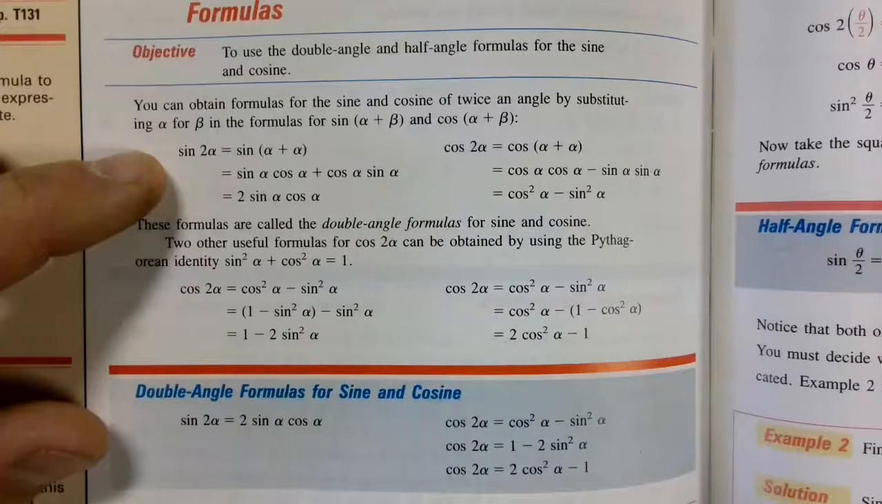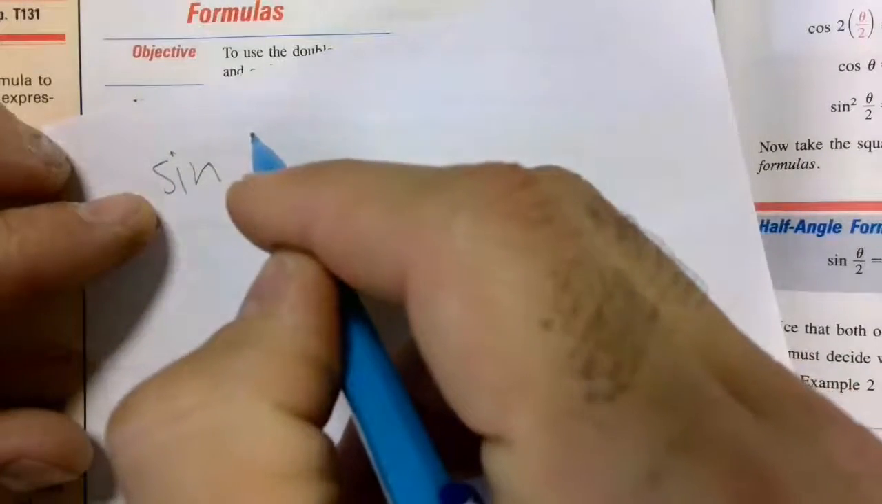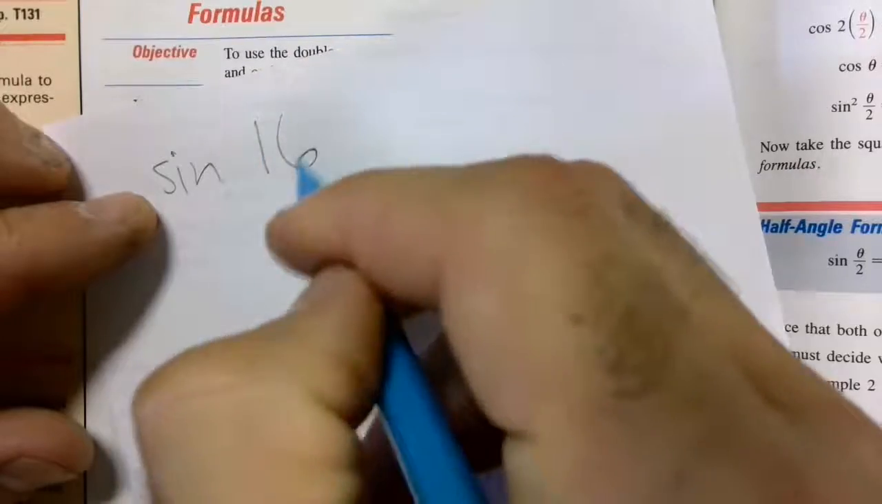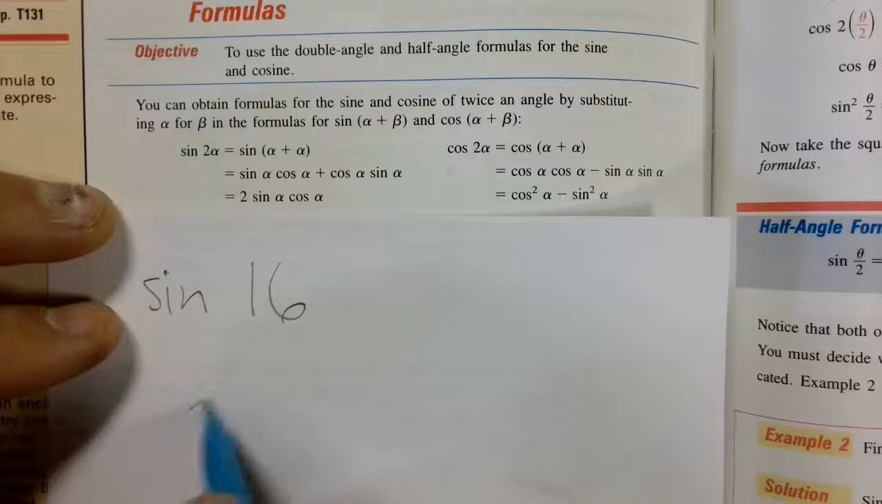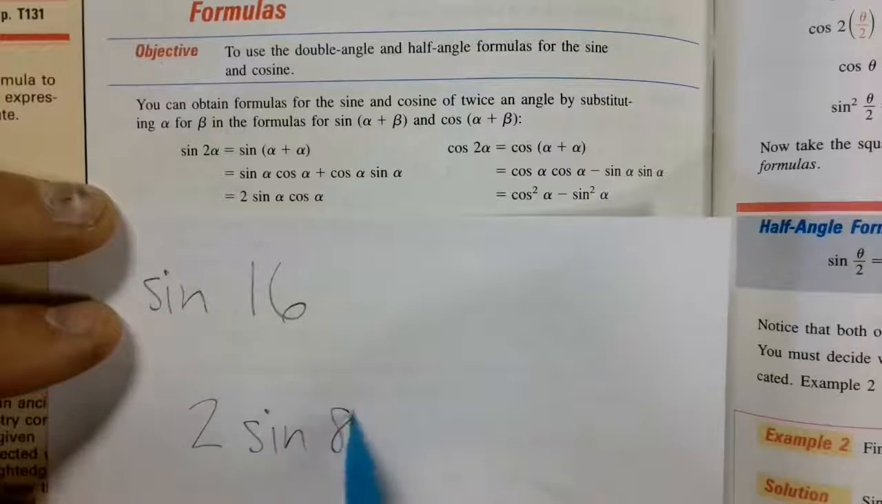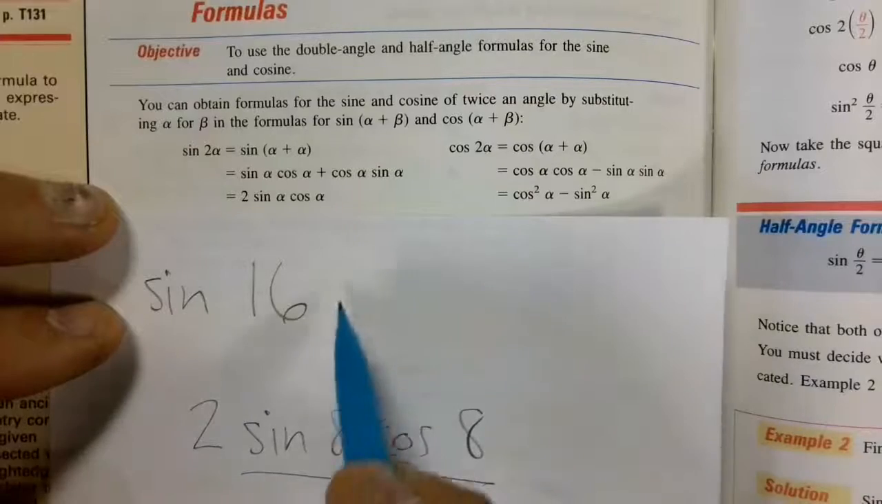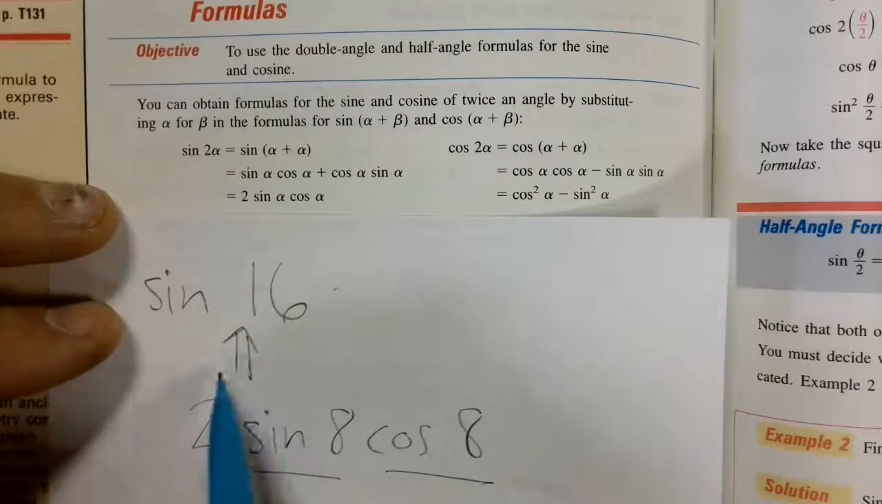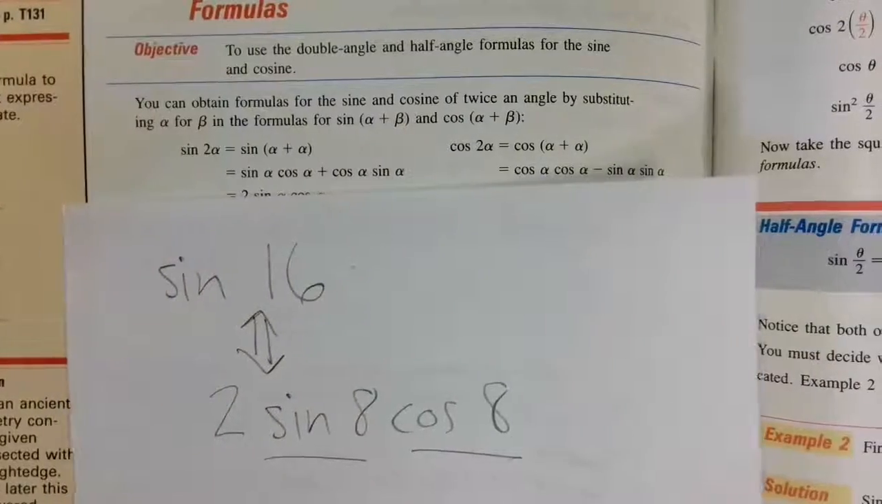Let me show you. If we have the sine of, I'm just making stuff up, 16, but you don't know what the sine of 16 is. Well, if you do 2 times the sine of 8 times the cosine of 8, because you know what those are, these will be equal. So we're going to figure out how and why this works and then what to do with it.